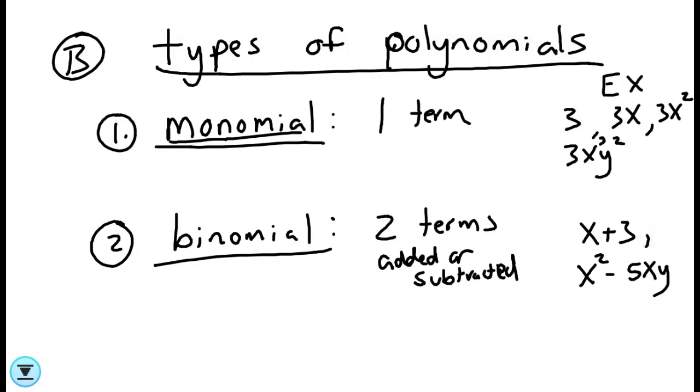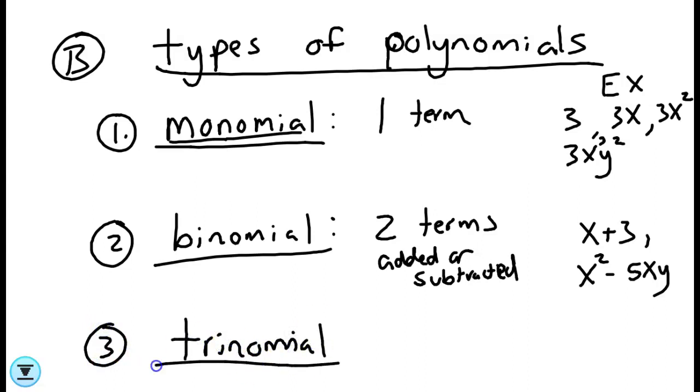And then finally we have trinomials, which I'm sure you know. That just means there's 3 terms being added or subtracted. So the most famous one is one we've already looked at this year, the quadratic equation in standard form. That's actually a trinomial. It's a type of polynomial. But there you guys have it.